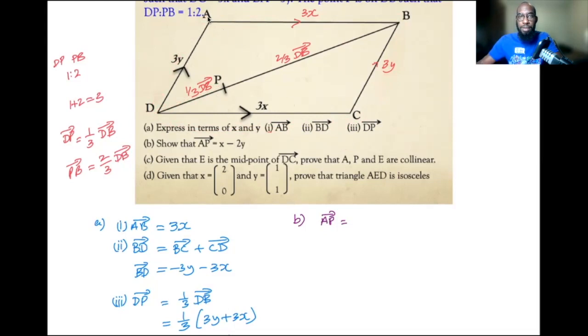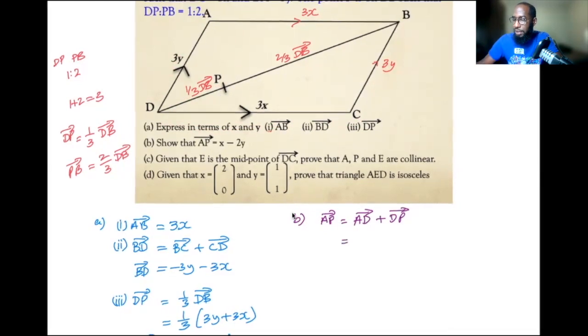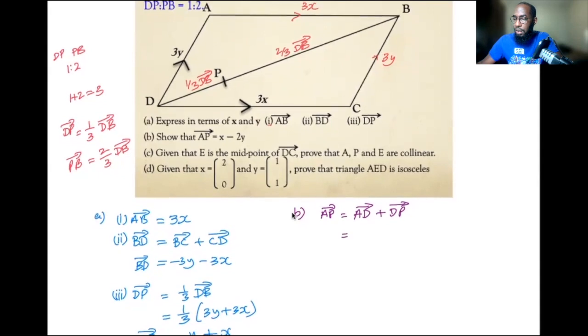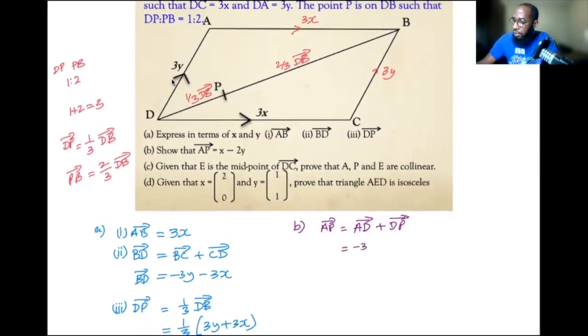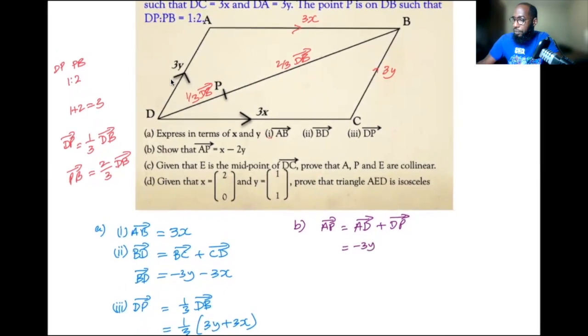So we have AP is equal to AD plus DP. So A to D plus D to P. And AD, let's see if we found it already. AD is equal to negative 3y because opposite in direction. So negative 3y plus DP, right? DP.